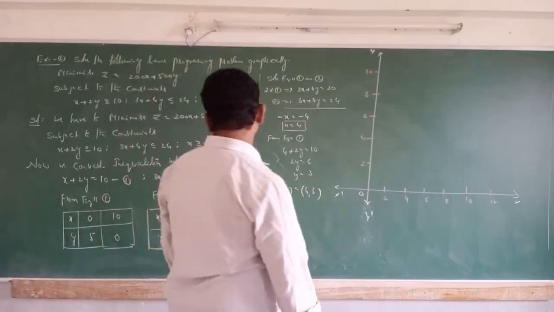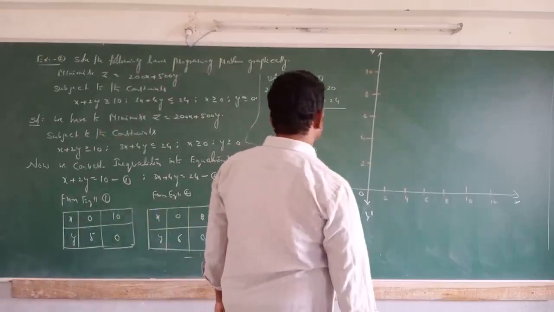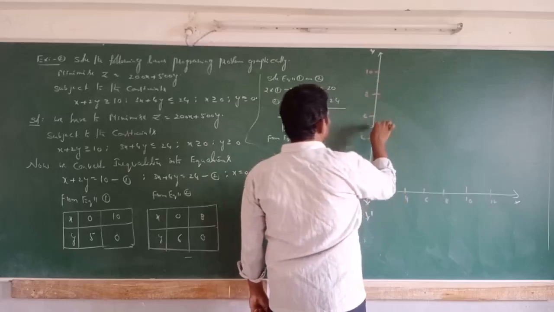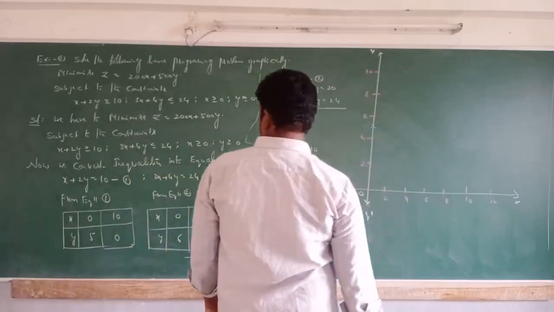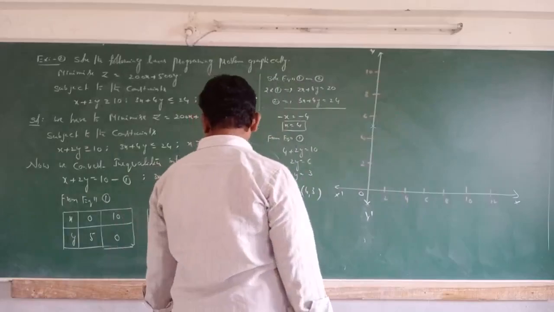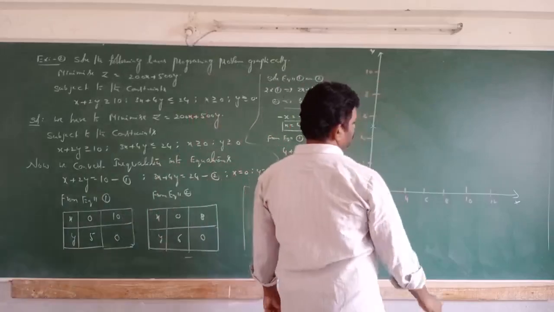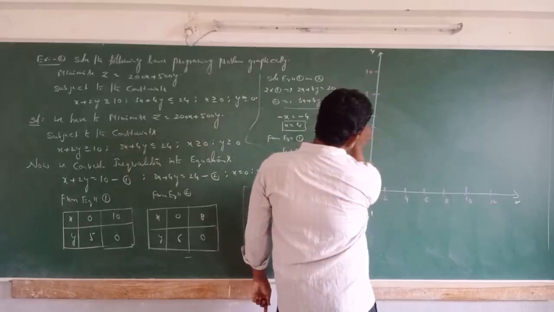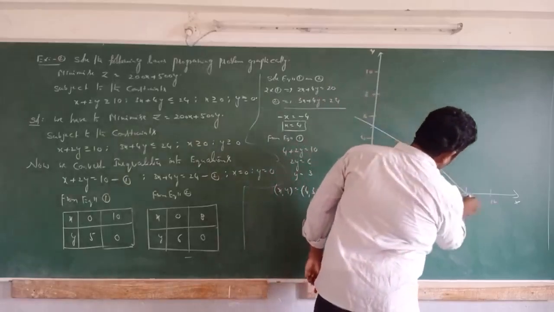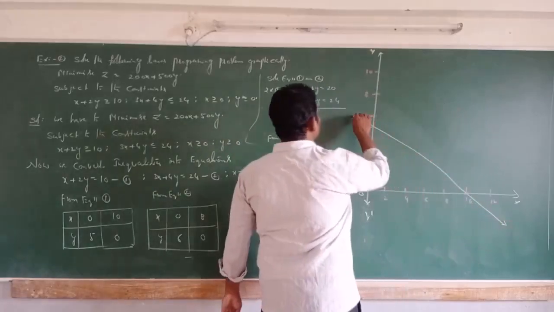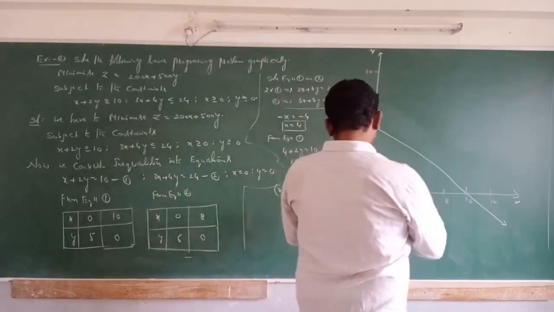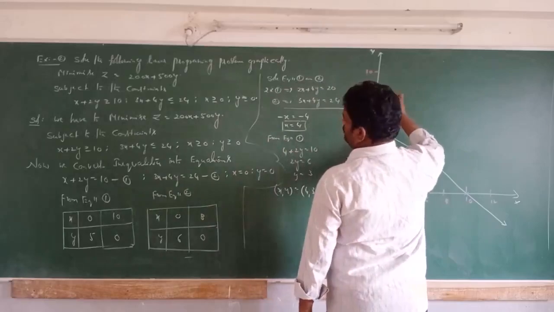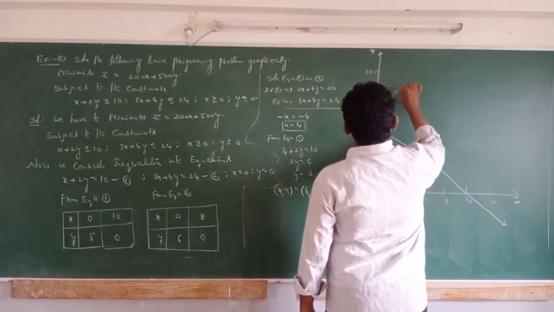Now if you plot the graph, first x is equal to 0, y is equal to 5. Next, y is equal to 0, x is equal to 10. So this is the other point. Now if you join these points, this is one inequality. This inequality represents x plus 2y greater than or equal to 10.